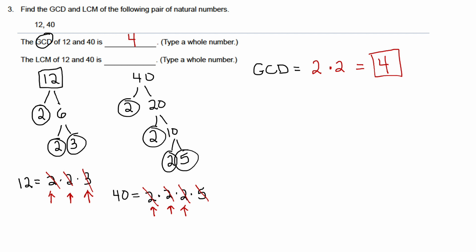Next, we're going to find the LCM, or the least common multiple. To find this, we're going to write down each factor the greatest number of times that it appears in one number.